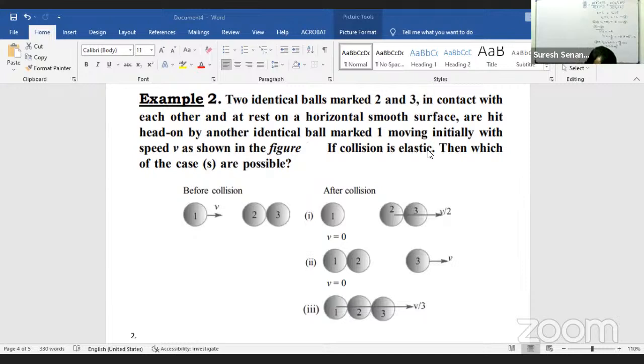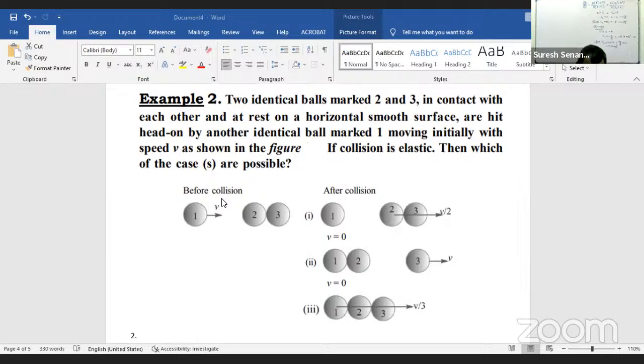If the collision is elastic, which of the cases are possible? Before the collision, one body is moving with velocity v1, all the bodies have the same masses, and the other two are stationary. After the collision, three options are given. In the first one, the first body is stationary, and the second and third stick together and move with half the velocity.